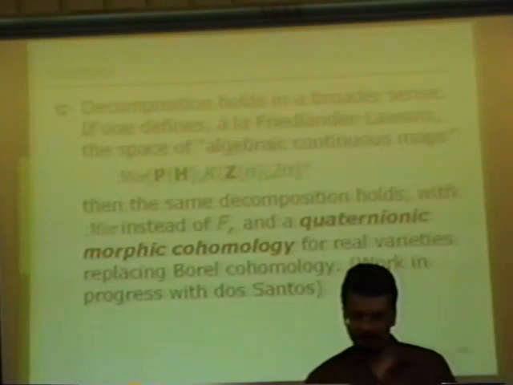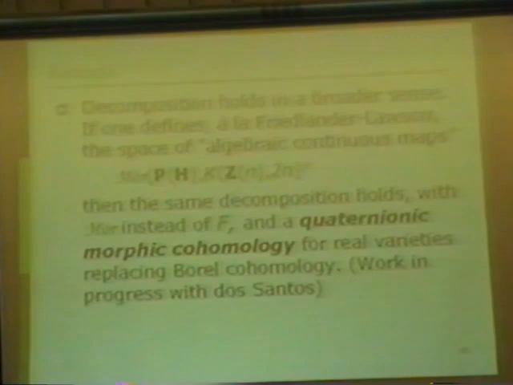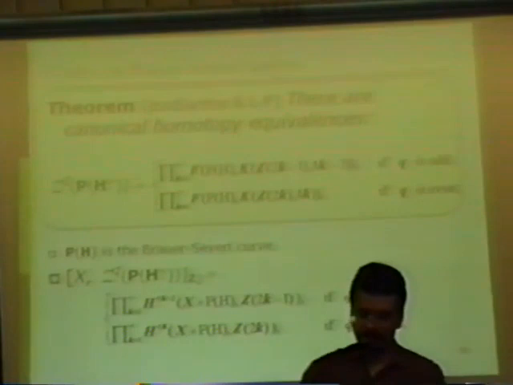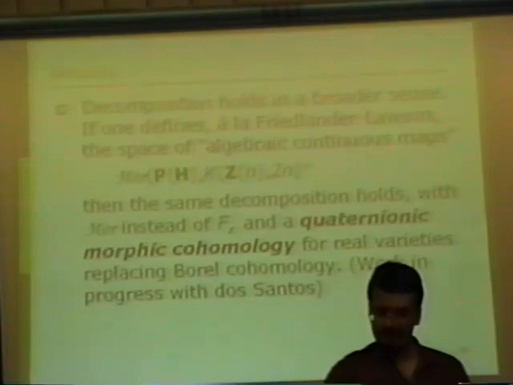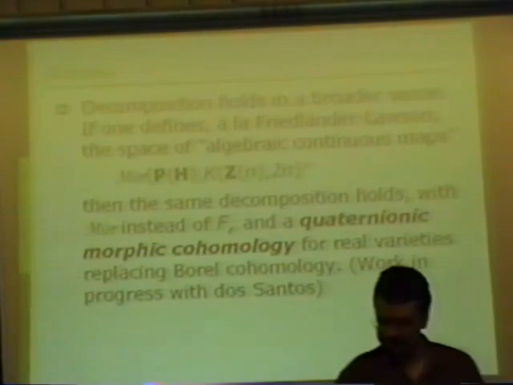And now I want to make some remarks that the decomposition can be made in a much broader sense if you replace the function spaces, the continuous maps, by a certain notion of morphisms from the Brauer-Severi curve to Eilenberg-MacLane spaces. This can also be made very precise. Whenever you see F over there, you can replace it by morphisms, and that will generate some sort of quaternionic morphic cohomology. Are there motivic analogs? Most likely.